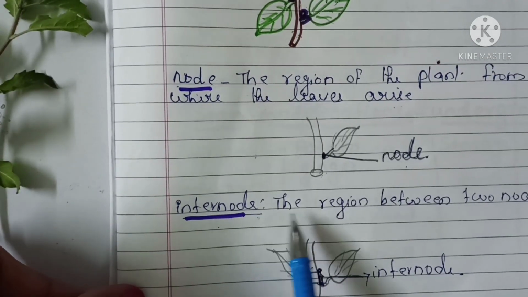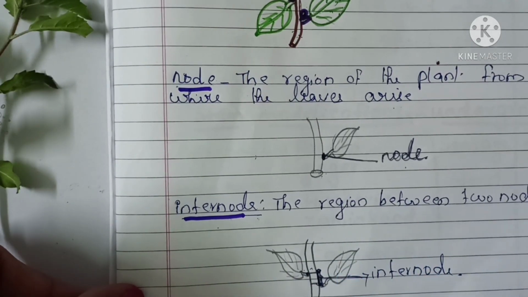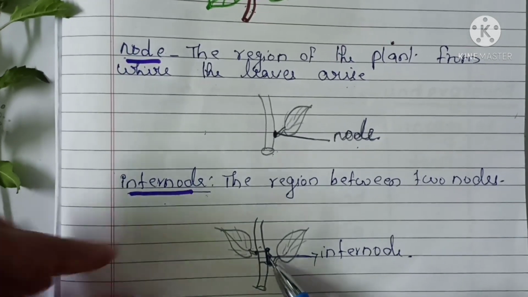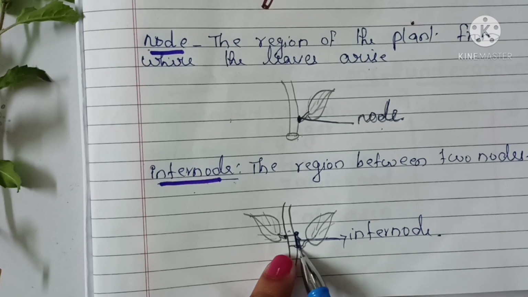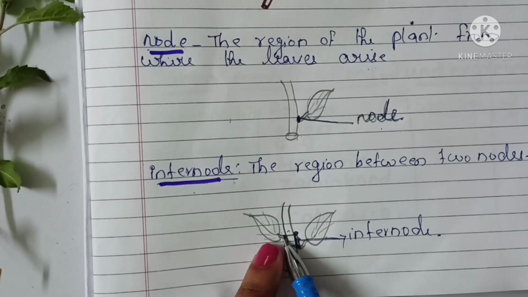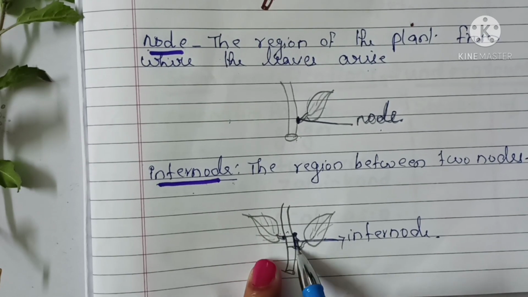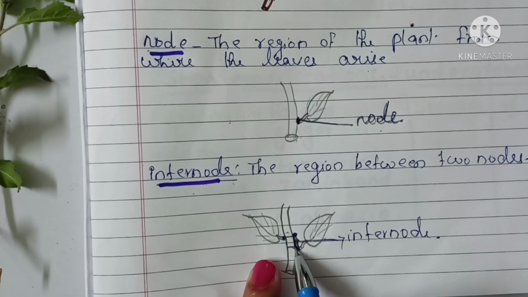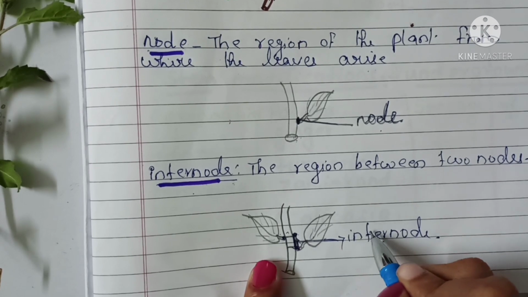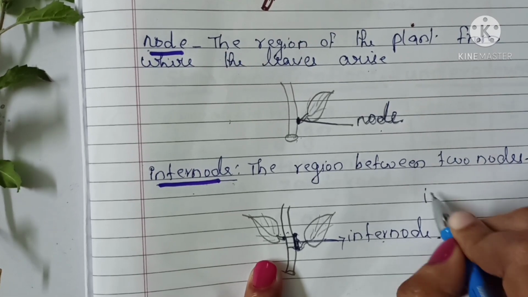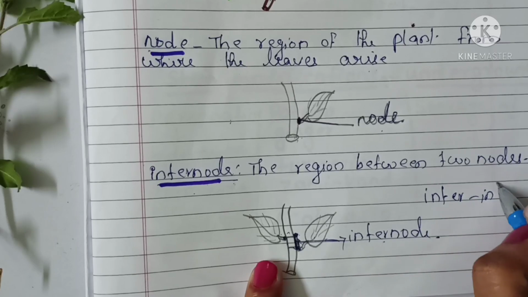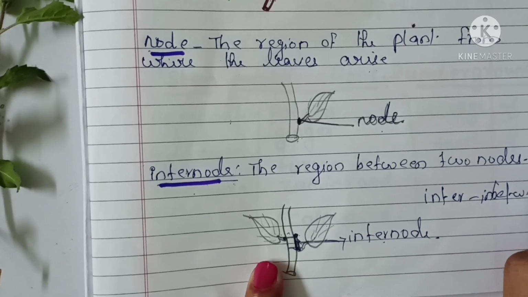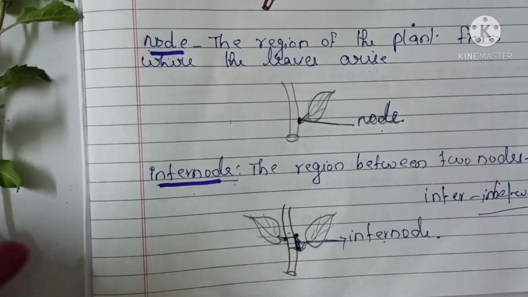What is an internode? The region between two nodes is known as the internode. See here in the diagram, here one leaf is arising and from this portion another leaf is arising. There is a small gap between these two nodes and that is known as the internode. The word inter means, you all know, in between. So the region in between two nodes is known as an internode.